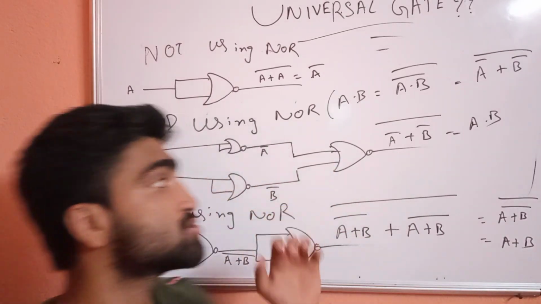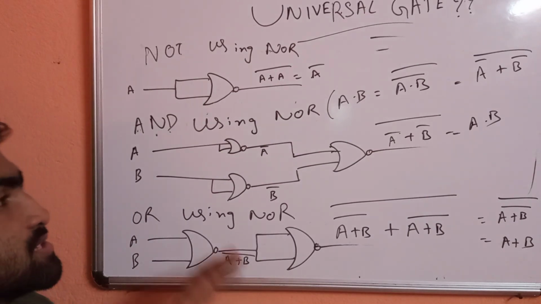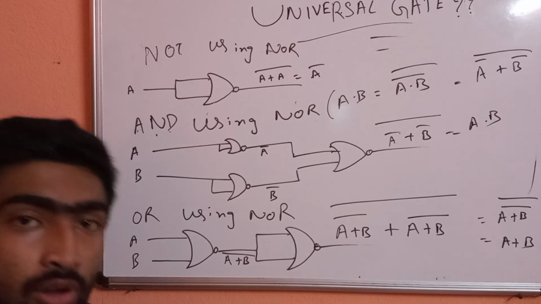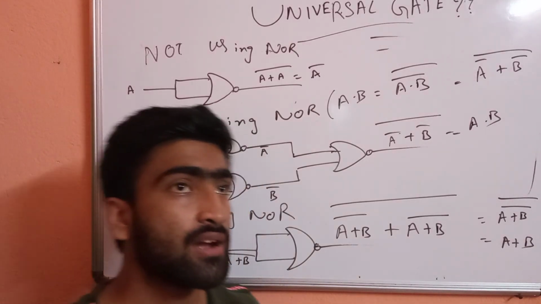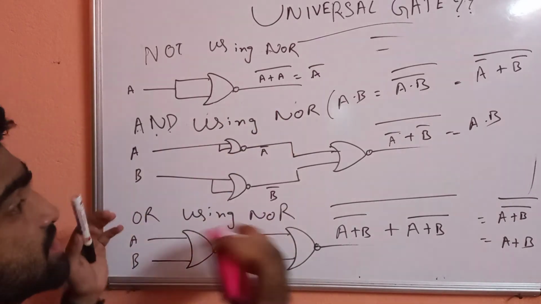Okay, I hope you understood the logic behind, and I've shown you the circuit diagram. This comes in exam very much. Why NAND and NOR are called universal gates, and you have to show this diagram and write the whole thing, these three and the previous three.